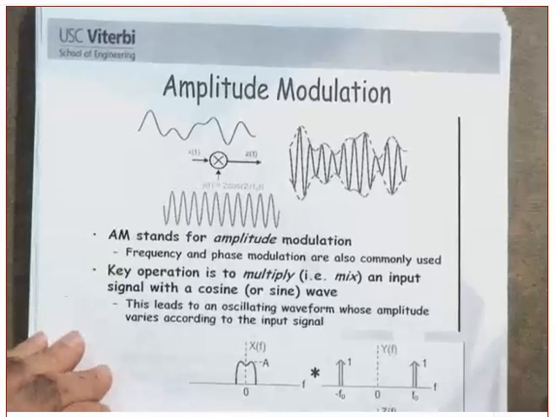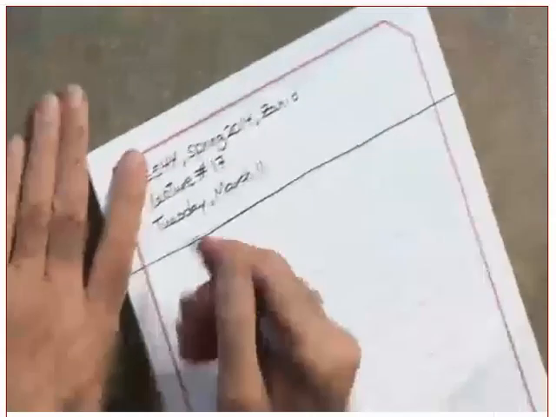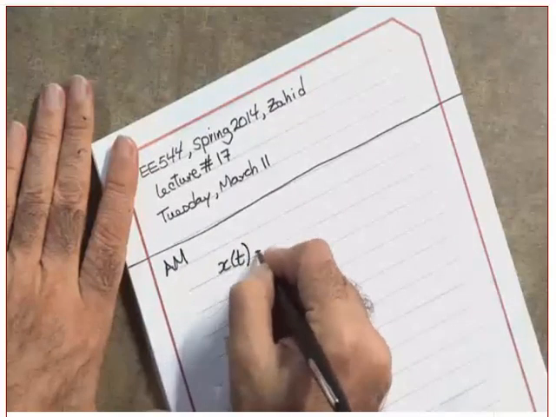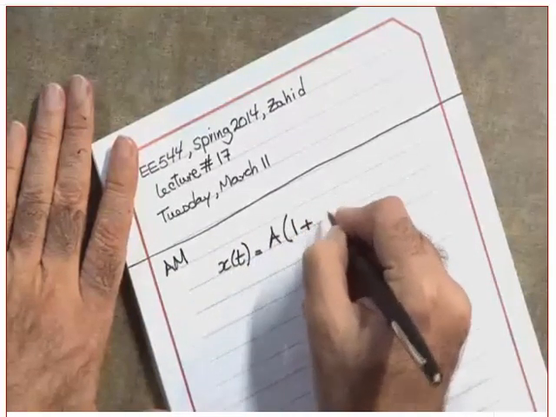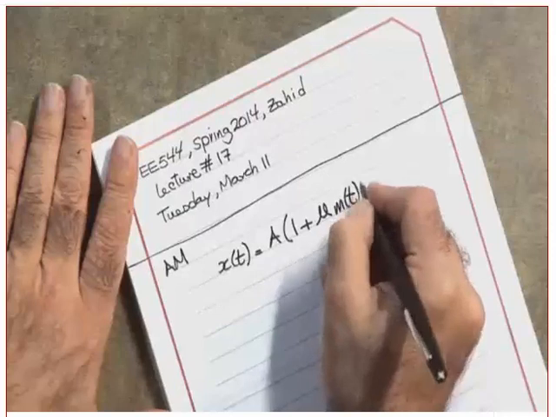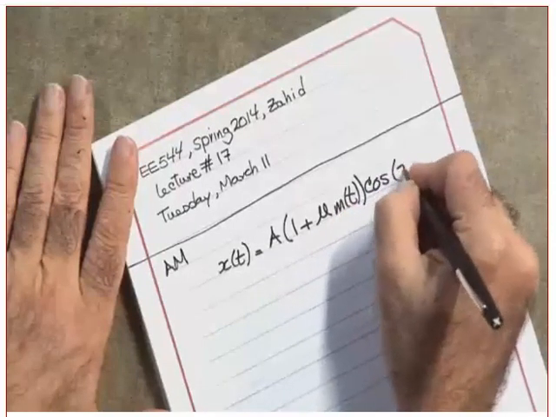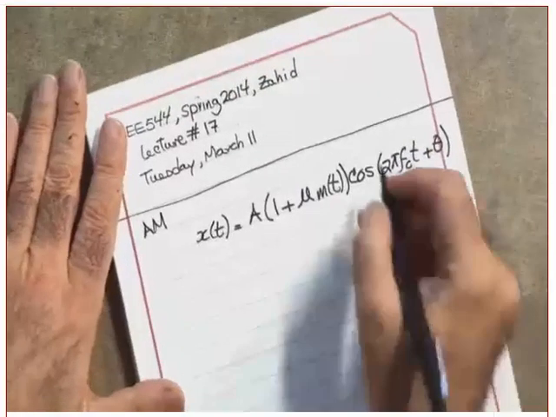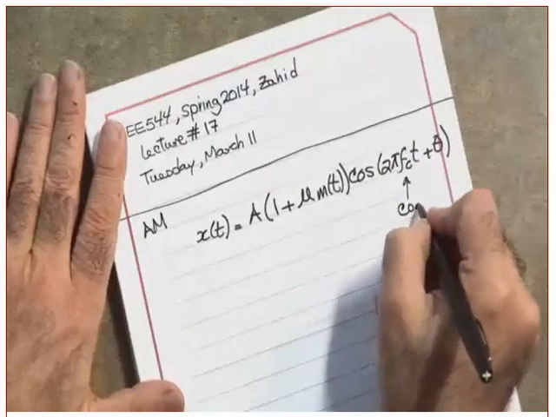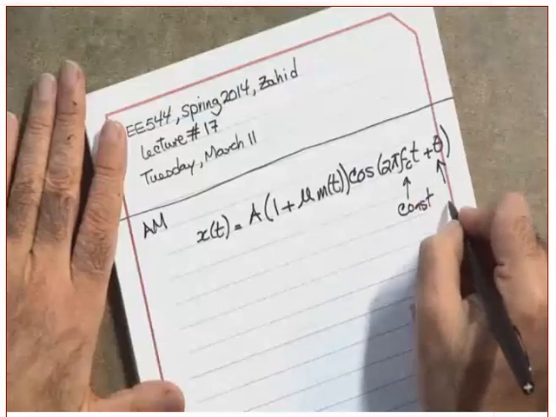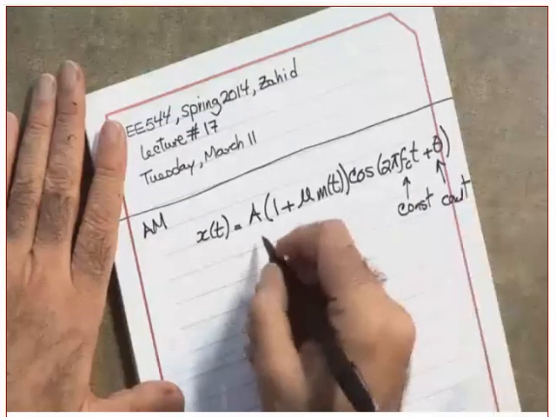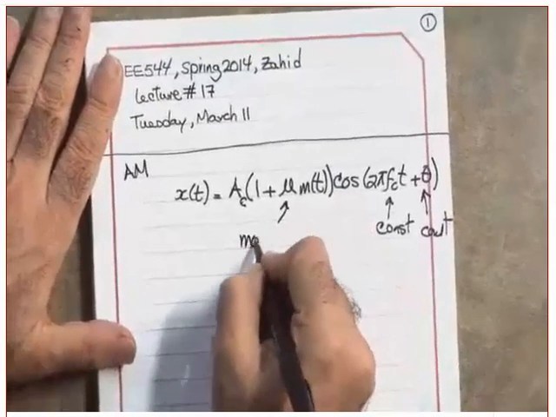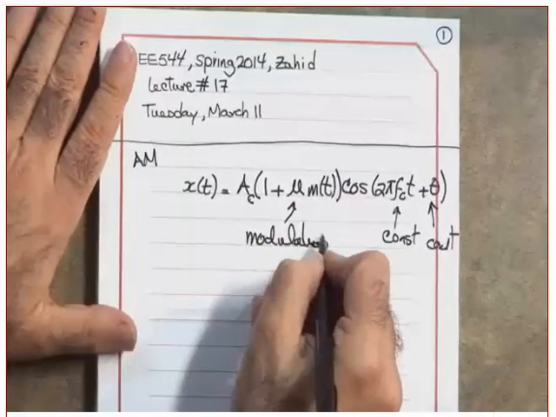Clear? Now, the mathematical model, let's see if you remember. For AM, the mathematical model was x(t) equal to A times (1 plus mu m(t)) times cosine(2 pi f_c t plus some phase). This is constant, and this one is also constant. The changing is the amplitude. This is A sub C. Clear? And this one, we called it the modulation index.